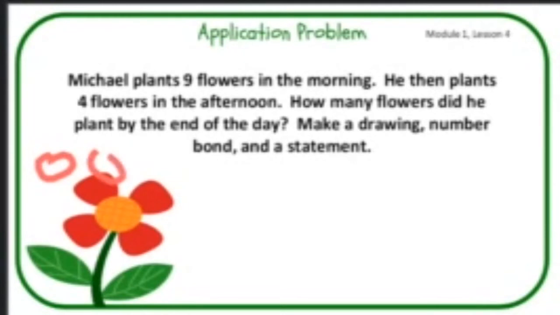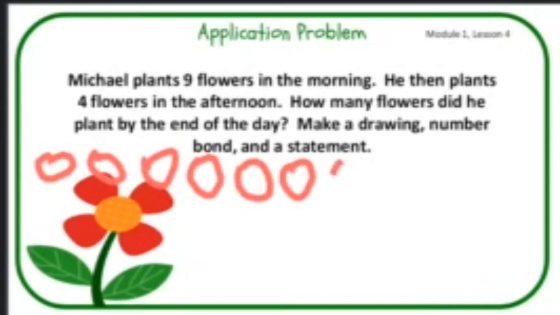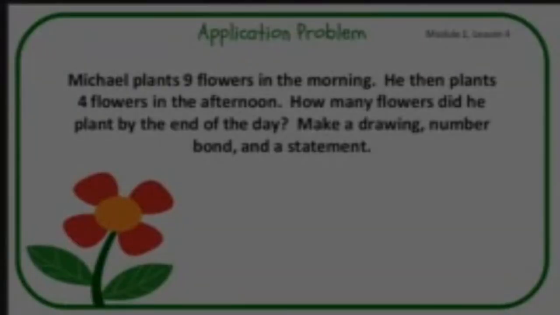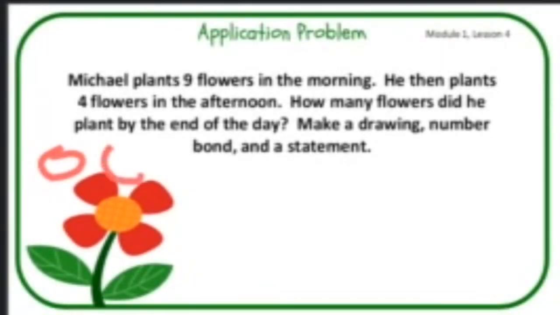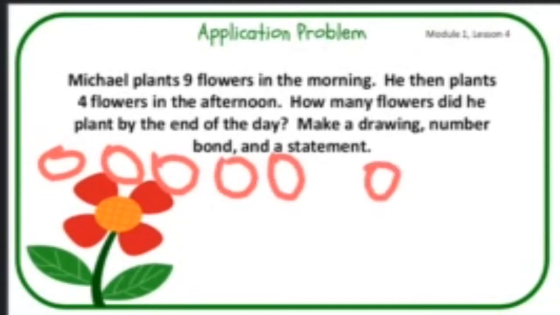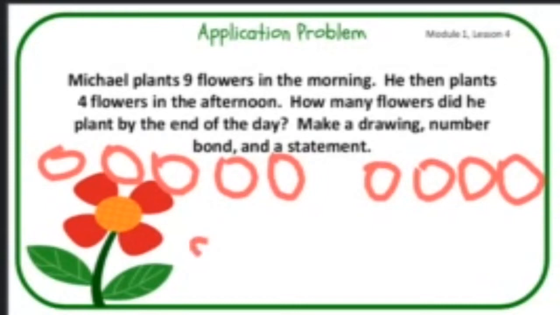1, 2, 3, 4, 5, 6, 7, 8, and 9. 9 flowers in the morning. But don't forget, they asked us to draw the 5 group way. So let's draw the 5 group way. Are you ready? 1, 2, 3, 4, 5, 6, 7, 8, and 9. And 4 flowers in the afternoon. So 1, 2, 3, and 4.